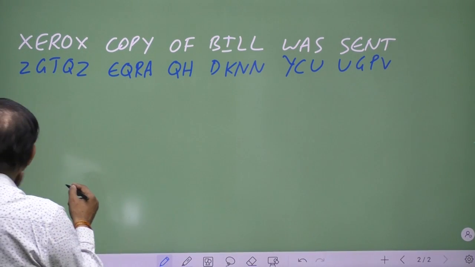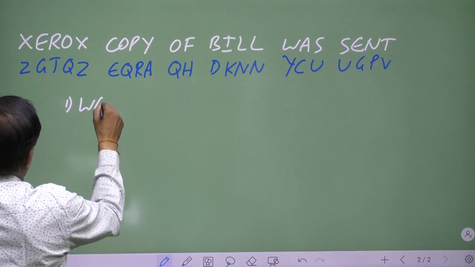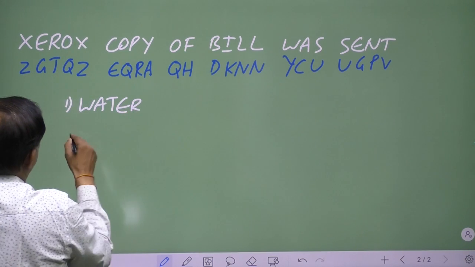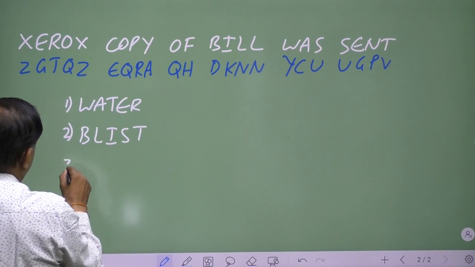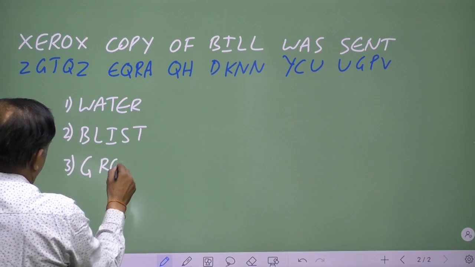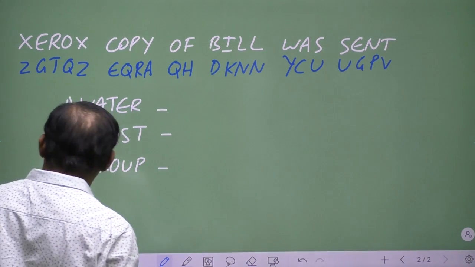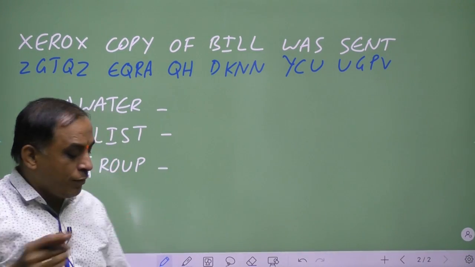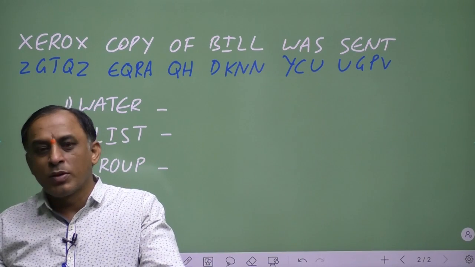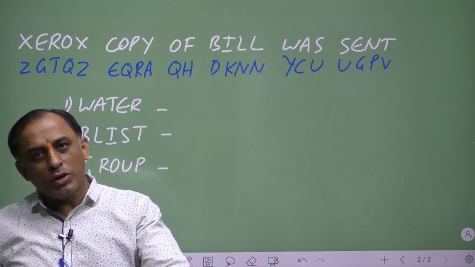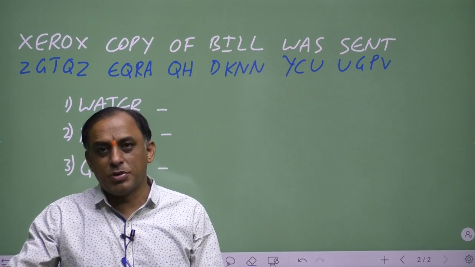So write the words: water, bleached and group. So this is group 2, a previous question. It is a previous question, but in the mains examination, they will give only one word, not more than one word. So write the answer with explanation.